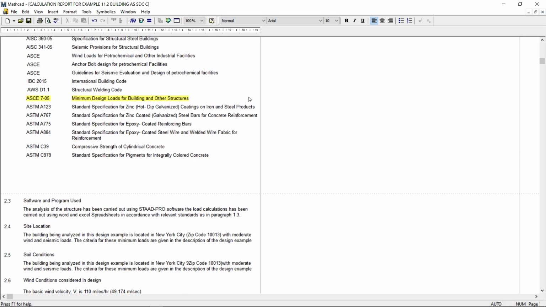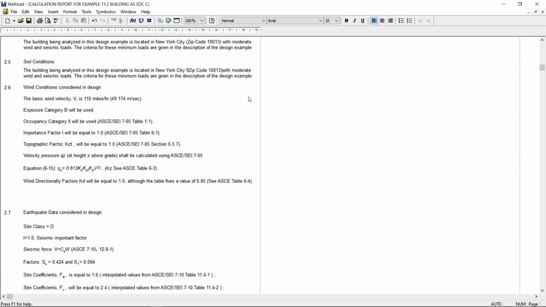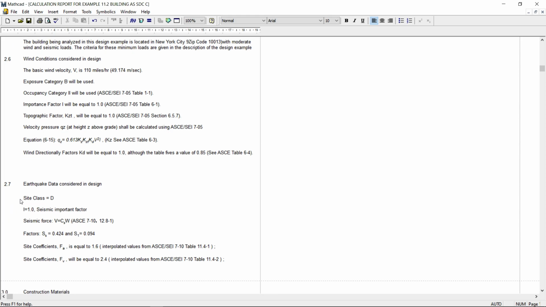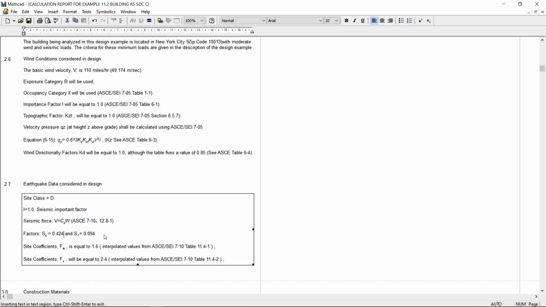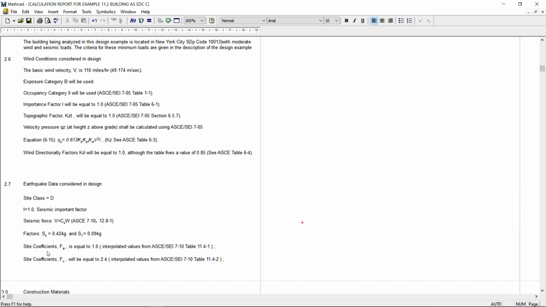Seismic parameters are given like this. Site class is D. Importance factor is 1. SS value is 0.424 g, and S1 is 0.094 g. The site coefficient Fa is equal to 1.6 and Fv is 2.4.